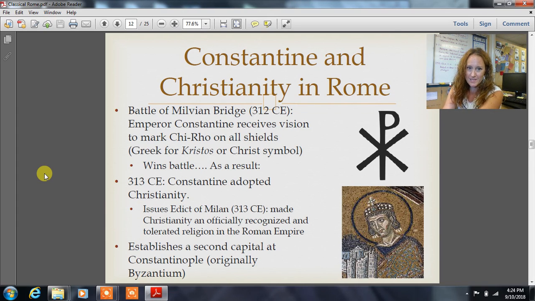So as a result, he personally adopts Christianity, and as emperor he issues the Edict of Milan, and he made Christianity an officially recognized and tolerated religion in the Roman Empire. So he didn't actually convert the empire, but he basically declared that Christianity would no longer be attacked or persecuted in the Roman Empire. And this is also when he shifts the capital to Constantinople, and this will eventually lead to the eastern half of the empire.